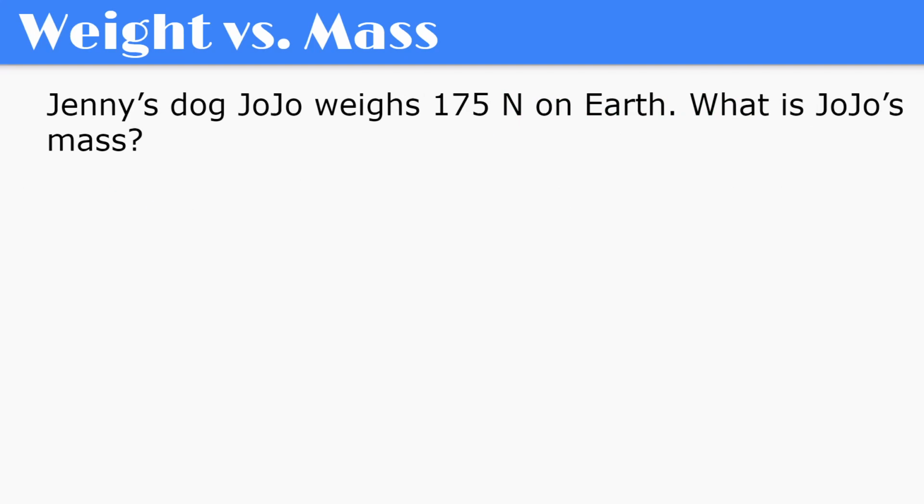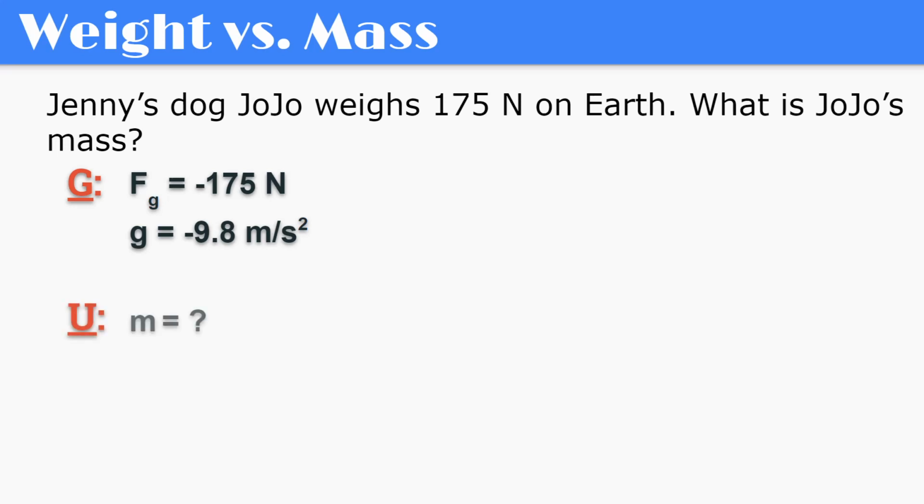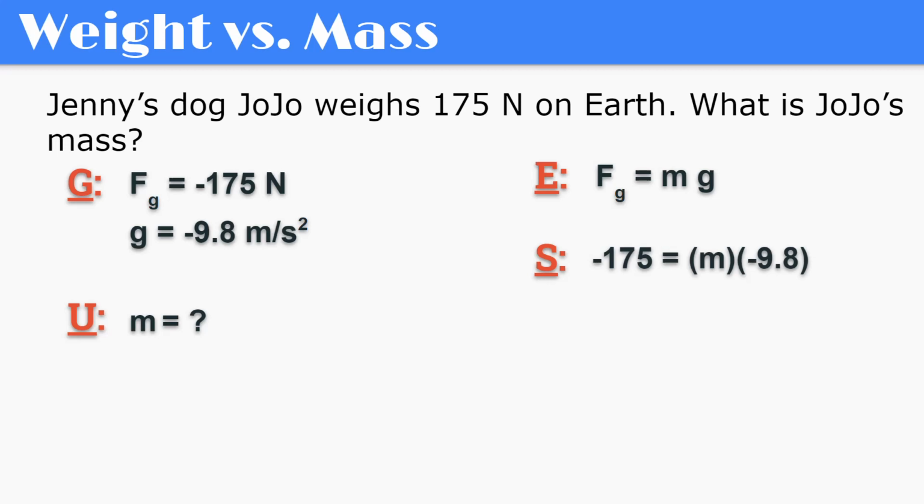All right, let's try this one. Jenny's dog Jojo weighs 175 newtons on Earth. What is Jojo's mass? So again, we are given newtons, which tells me I've got weight, and it says weighs. So again, it's technically a negative 175 newtons. I know my gravitational acceleration is negative 9.8 meters per second squared, and so I can solve for Jojo's mass. Again, same equation I just used, Fg equals m times g. Plugging in, this time though, I am going to have to rearrange this to solve for m, but it's pretty straightforward. Negative 175 equals m times negative 9.8.